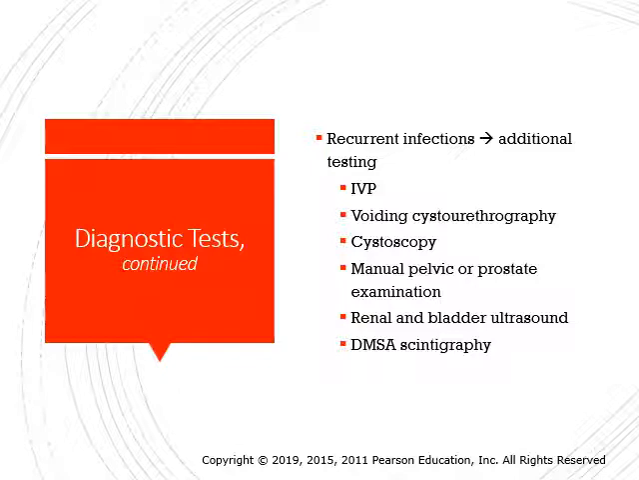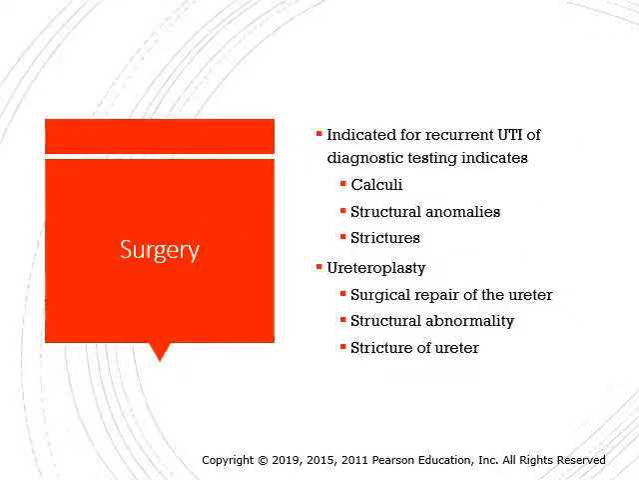Again, these are just so you know there are things out there that we're going to use, past blood work, to determine the cause of a urinary tract infection. And just to make you aware, there are sometimes surgical interventions required depending on the diagnostic testing results. So sometimes calculi, which are kidney stones, require a surgery or an intervention. Structural anomalies, so a congenital defect of some type, or a mass or something of that nature. And then strictures.